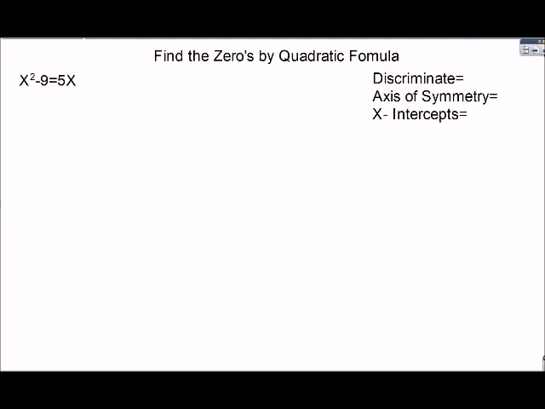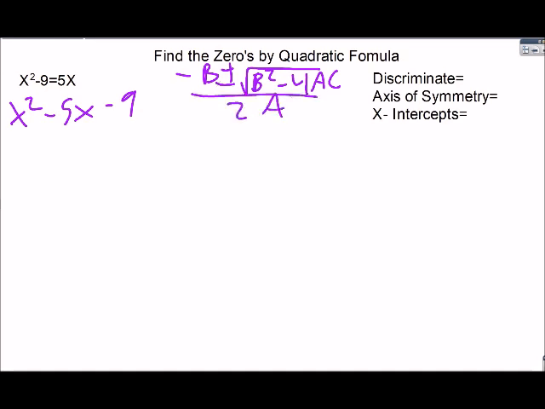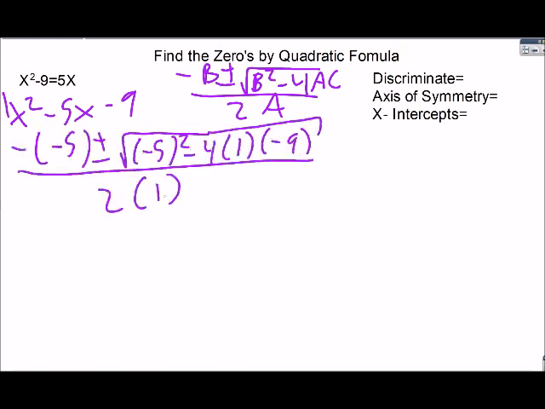If I'm not feeling like I want to complete the square and I just want to go straight to the quadratic formula, I have to set this equal to 0. So I need to subtract this 5x from both sides. And then my equation again. And I just plug in my numbers. There's no number in front of this x, so it's 1. So I'm going to get... Now that I have it all plugged in, I'm just going to multiply, square root, and simplify.